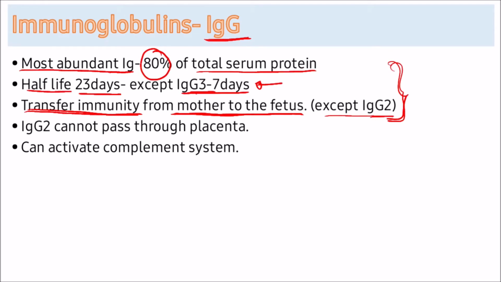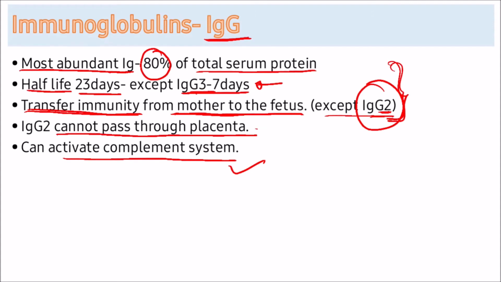Why is IgG2 not used for the transfer of immunity? Because it cannot pass through the placenta. That's why it has no role in the immunity transfer from mother to the fetus. This question can also be asked in the GATE exam: which of the following immunoglobulins has no role in the transfer of immunity from mother to the fetus? Your answer would be IgG2, remember this. This immunoglobulin also has a role in complement system activation. So this is all about IgG.